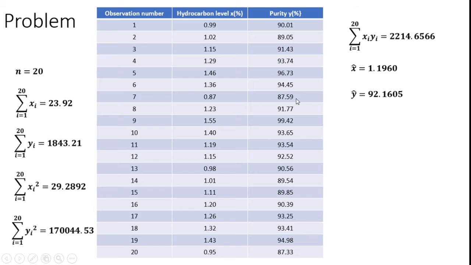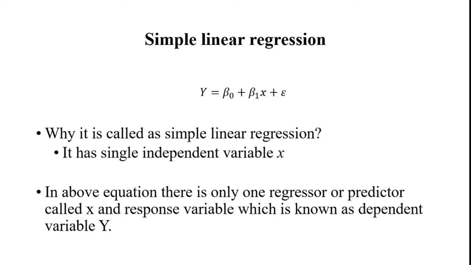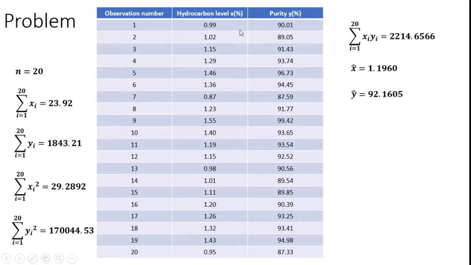Then I identify the average values, so x bar is equal to 1.1960. The sum of the x column values divided by 20 gives 1.1960. Similarly, I have to find the y bar value from the purity column. Y bar is equal to 92.1605%.